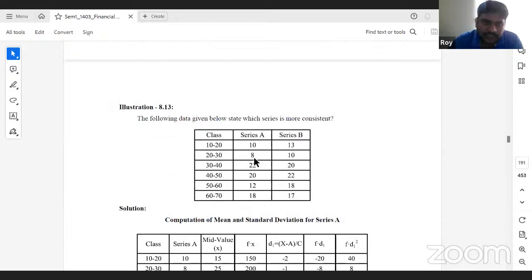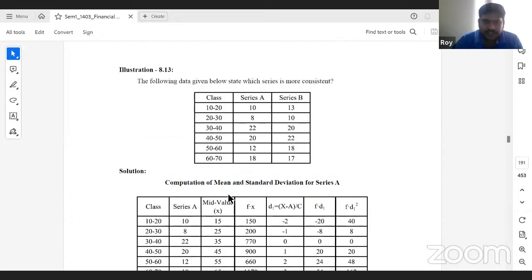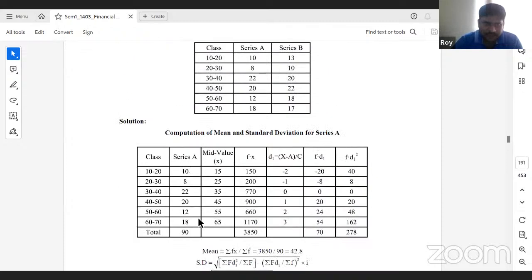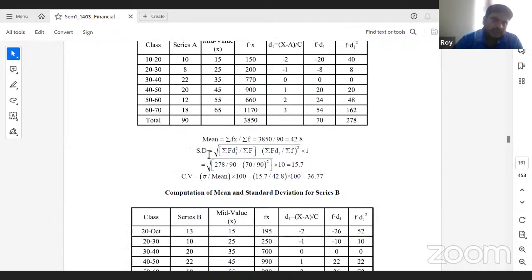Now, how to calculate the coefficient of variation? Series A is there, series B is there. Compute the mean and standard deviation of series A. First, series A. This is the class, this is the mid value, take it, and fx, 10 into this, you will get it. d1 is equal to x minus A by C. You will get the class interval, f d1, that is f into d1. Then d1 square, you square these values, and f d1 square, f into d1 square, you will get these values, and apply them in the formulas.